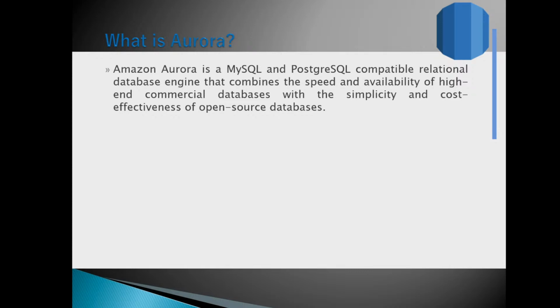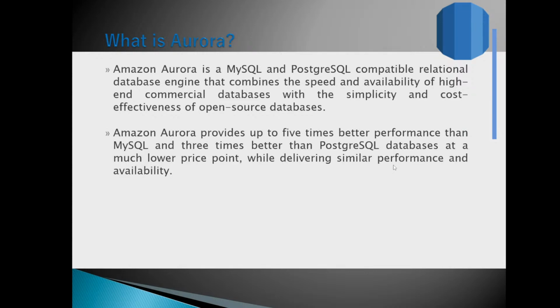Amazon Aurora is a MySQL and Postgres compatible relational database engine that combines the speed and availability of high-end commercial databases with the simplicity and cost effectiveness of an open source database. Amazon claims that it is very fast and highly available. Amazon provides up to 5 times better performance than MySQL and 3 times better performance than Postgres at a much lower price point, while delivering similar performance and availability.